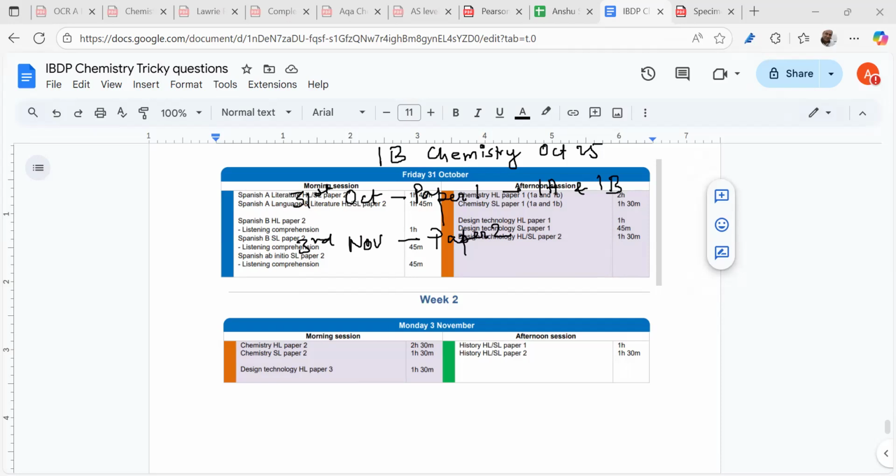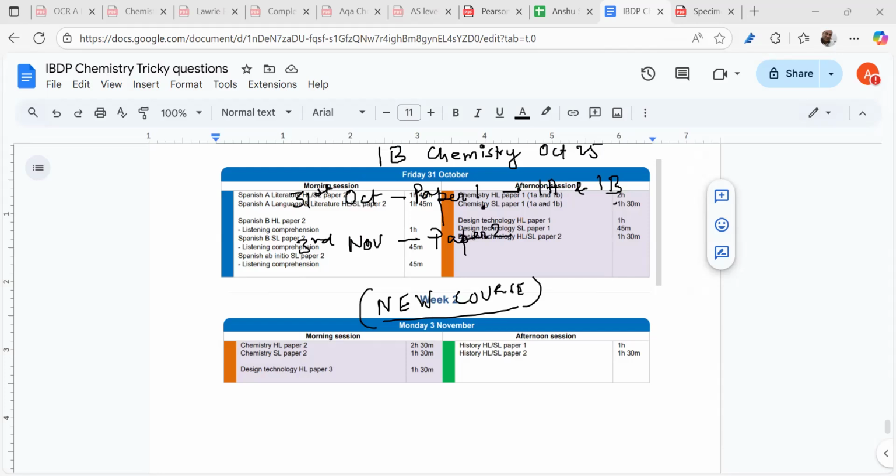As you know, on 31st October you'll be given paper number 1, which consists of paper 1A and 1B. And on 3rd November, after the weekend, you'll be sitting paper number 2. Now, this is a completely new course, which was tested for the first time in May 2025. Completely new, because paper number 3 has been deleted and shifted to paper number 1.